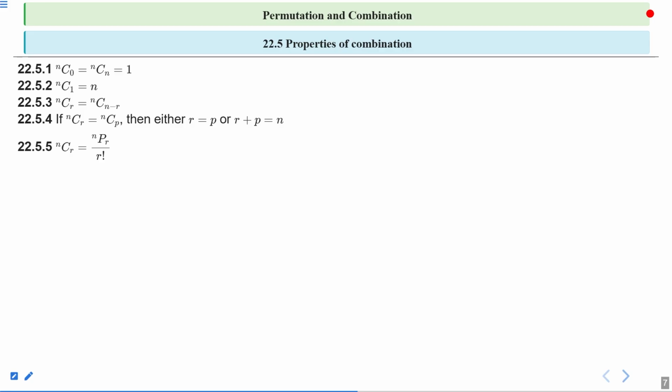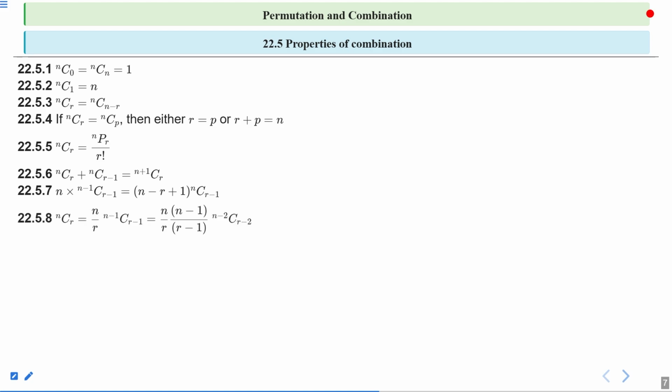NCR we can also represent in the form of NPR upon R factorial. We get NCR. So NCR plus NCR minus 1 equals N plus 1 CR. Same way, next one is N into N minus 1 CR minus 1 equals N minus R plus 1 into NCR minus 1.